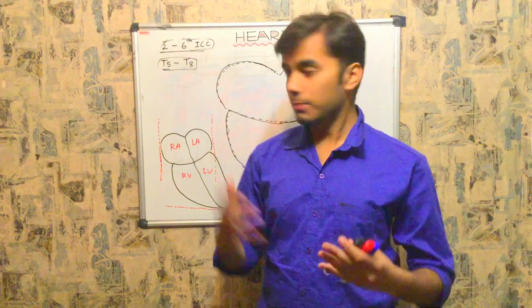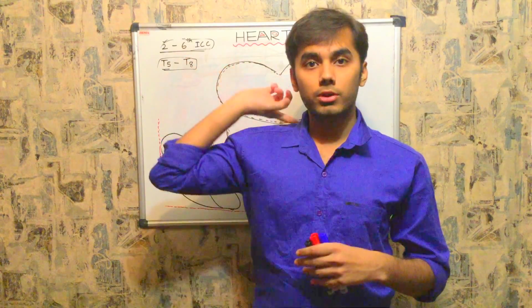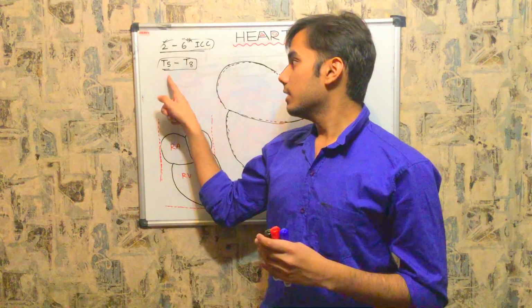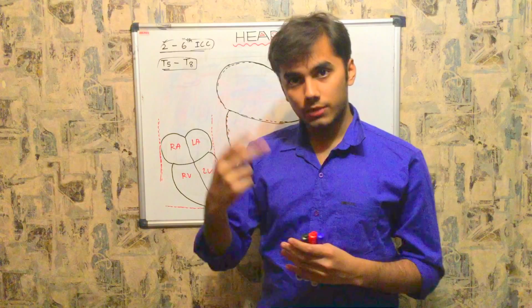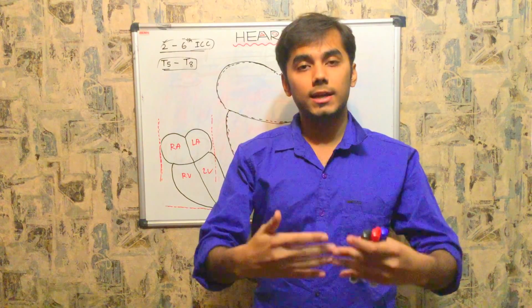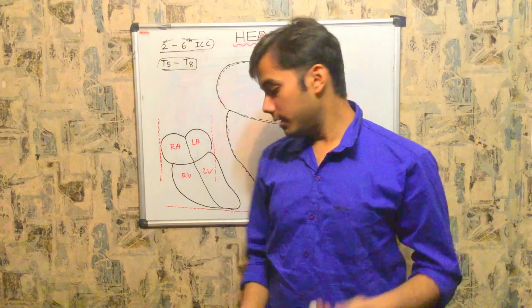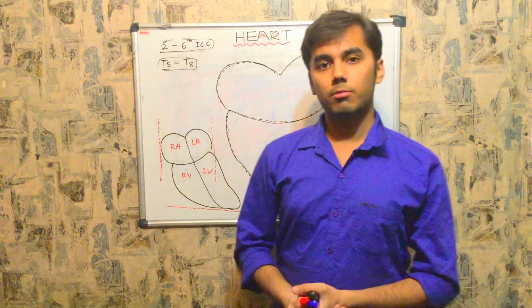Topography based upon the ribs, the 2nd to 6th intercostal cartilages, and taking into consideration your thoracic vertebrae, that is T5 to T8. The surfaces of the heart: two surfaces, the sternocostal surface anteriorly, and inferiorly you have the diaphragmatic surface, right? And coming to the borders, right, left, and the inferior border.